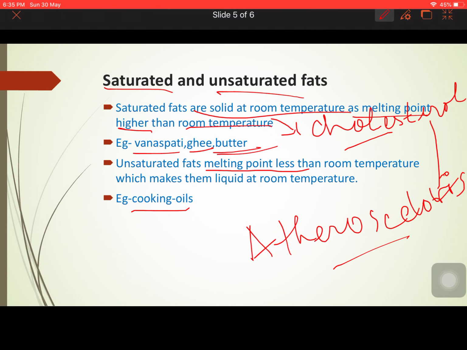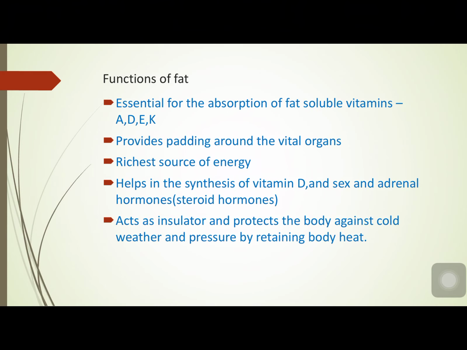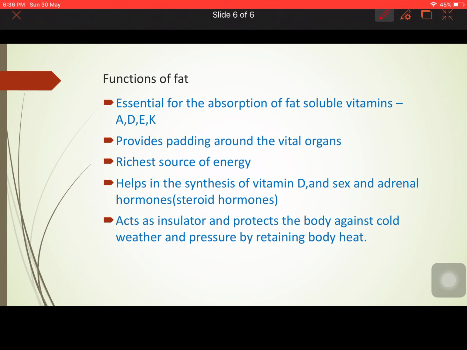So now we will move on to the functions of fat. What are the important functions of fat? Absorption of fat soluble vitamins always depends on fat. Fats are essential for the absorption of fat soluble vitamins like A, D, E, K. If fat is not present, these fat soluble vitamins will not get absorbed into your body. So you should have an adequate amount of fat for the absorption of vitamins A, D, E and K.